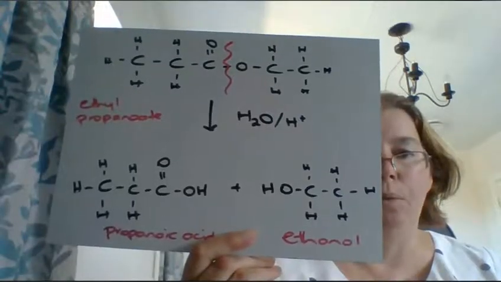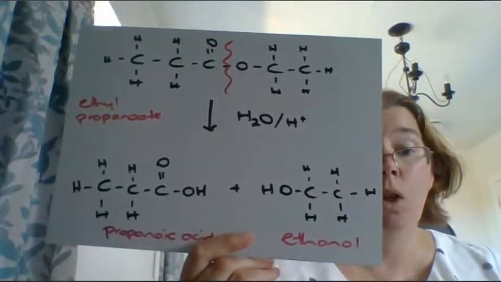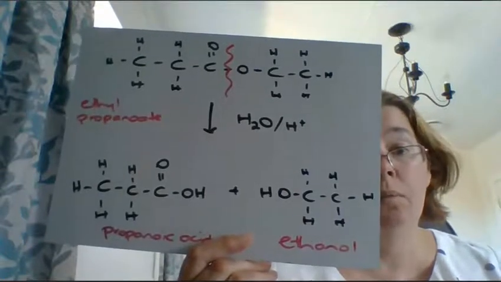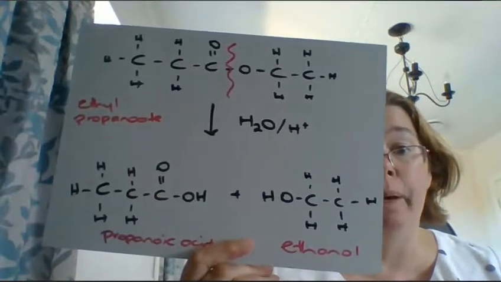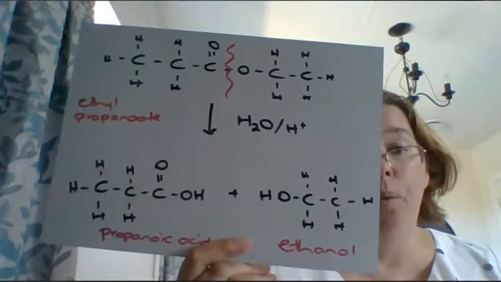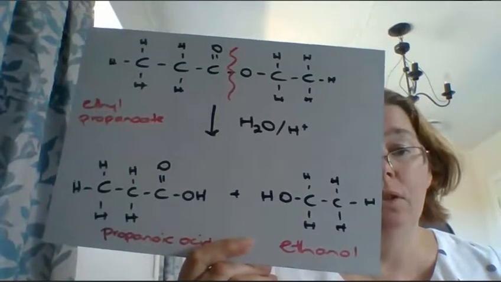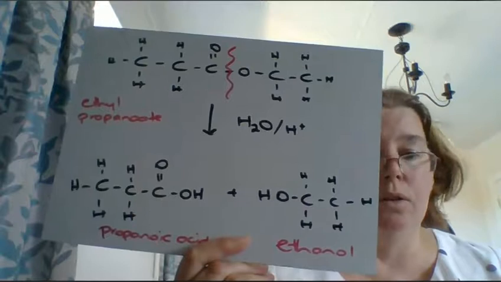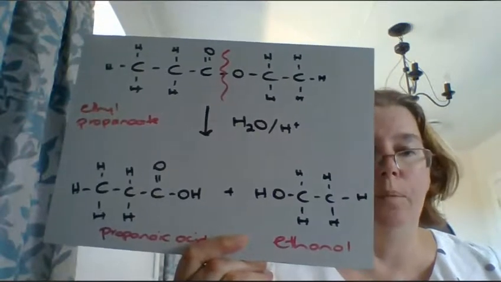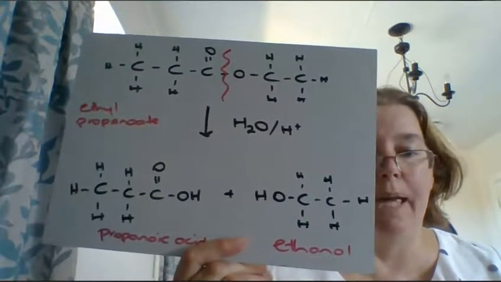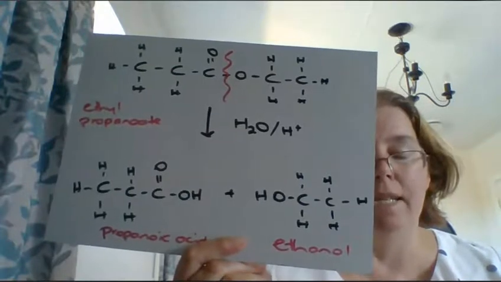Okay, so here we have it. We've got our ethyl propanoate. We've broken it in the middle between the two O's basically. We've added an OH onto the carboxylic acid, and an H onto the ethanol, and so our ethyl propanoate has now become propanoic acid and ethanol.